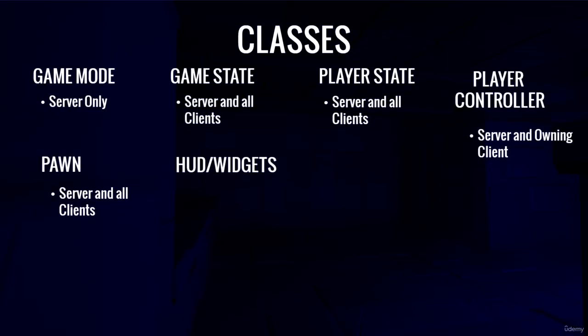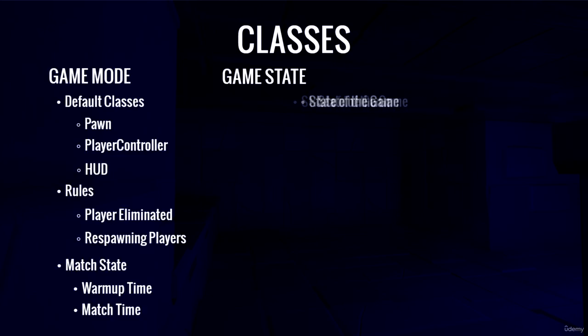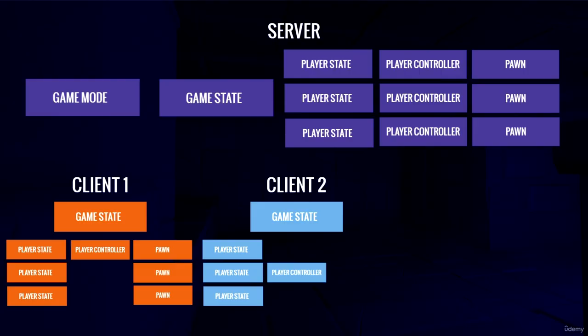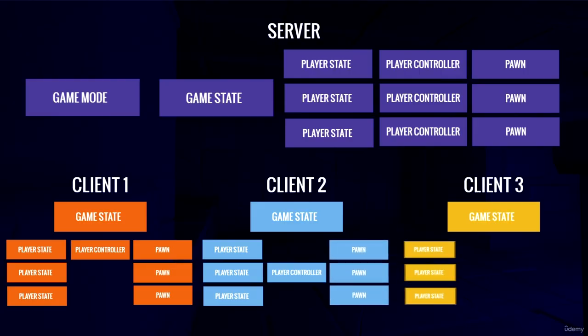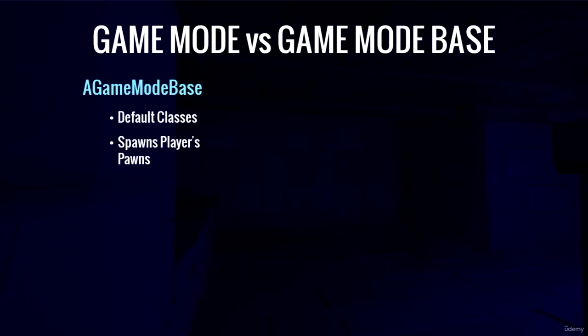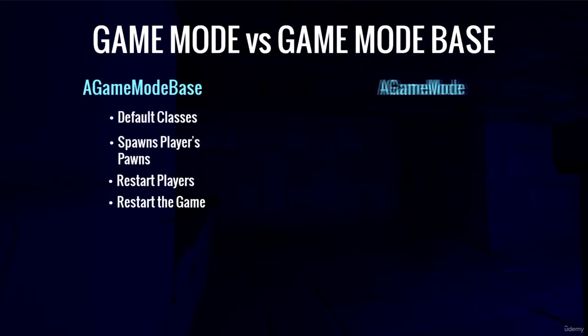We'll then discuss Unreal Engine's class framework and how engine classes relate to multiplayer, and discuss the roles of each class and where data and functionality should be programmed in a multiplayer game. We'll discuss the difference between the game mode and game mode base classes, and how the game mode has more functionality designed for matchmaking, including the concept of match state.